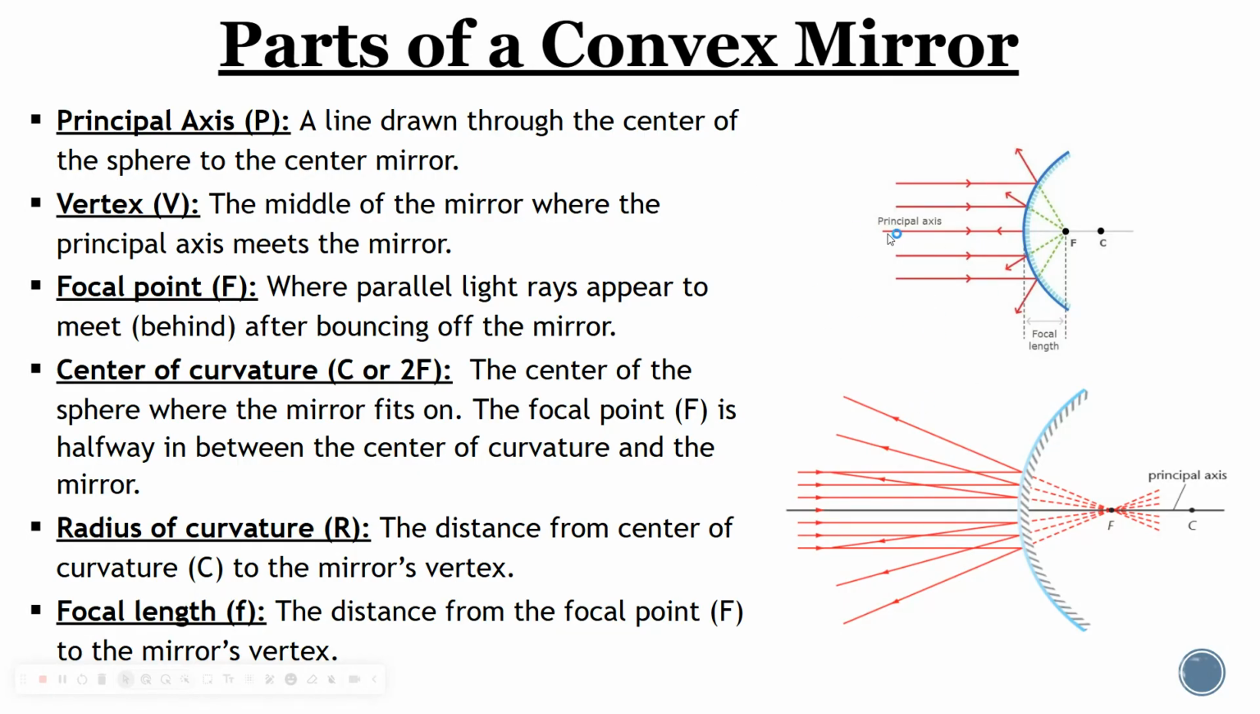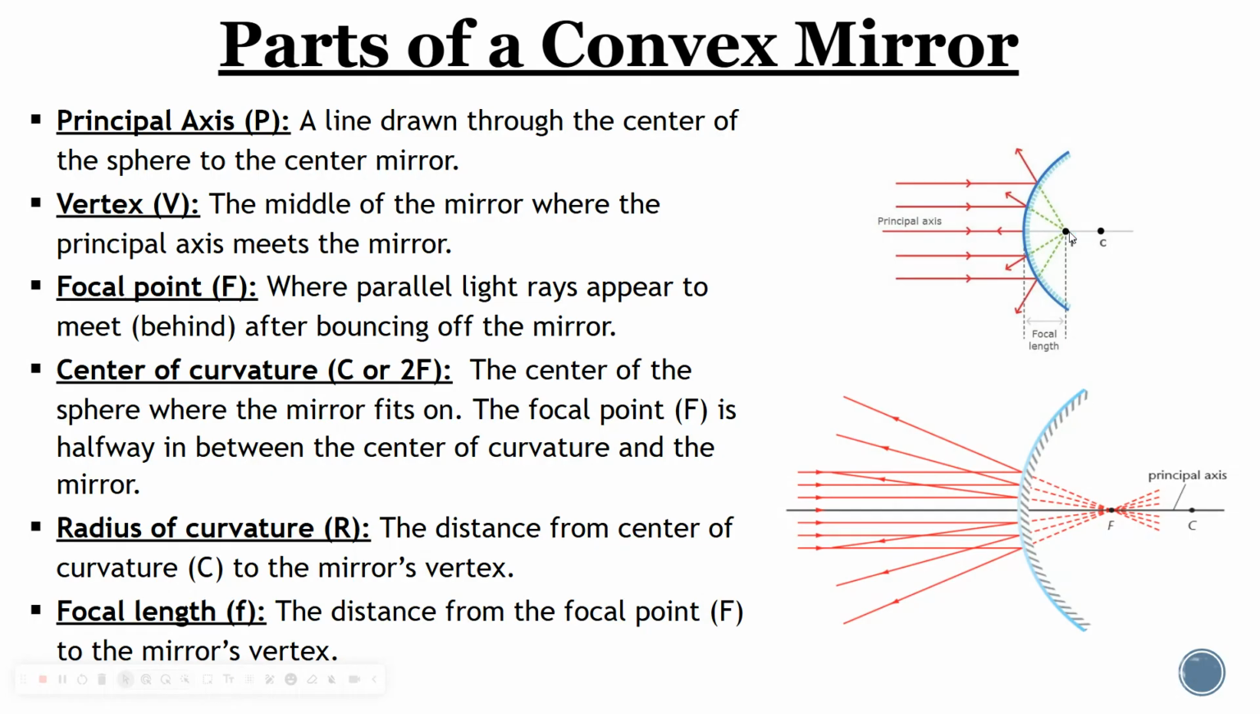There is a principal axis which cuts the mirror in half. The vertex is still the middle portion of the mirror, so right over here. The focal point is interesting. If you look at these rays that are parallel to the principal axis, when they hit the mirror, they do diverge. But if you draw your tracebacks, you'll see that the tracebacks meet at a focal point behind the mirror. So the focal point is, we would say, virtual or behind the mirror. So it's where the traceback rays of the reflected rays of parallel light rays meet behind the mirror.